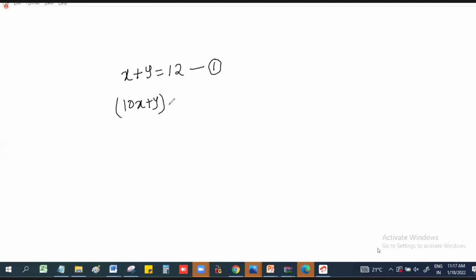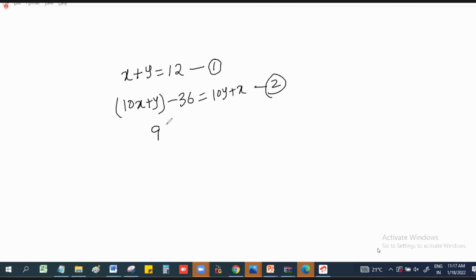From this number, you are subtracting 36. What is the result? The result is the reverse of that number. Do we know the reverse number? No. But we know the reversal form. What is the reversal form? 10y plus x. If you are able to write this, your job is finished.